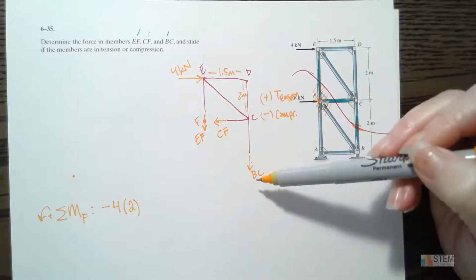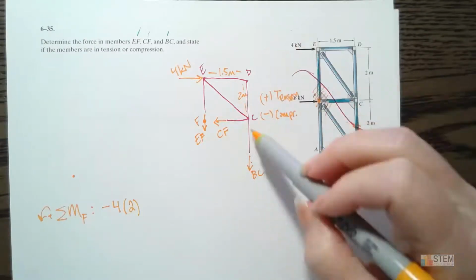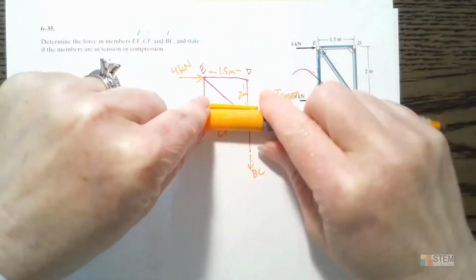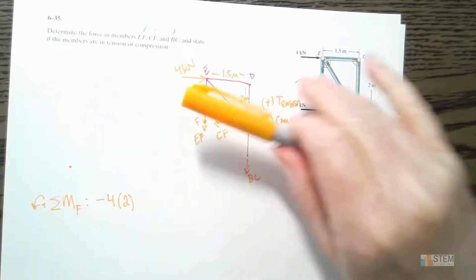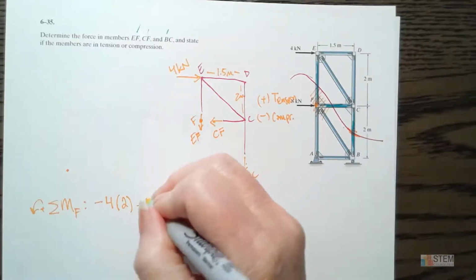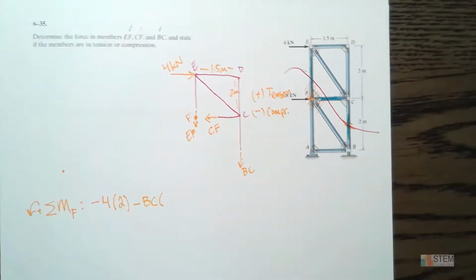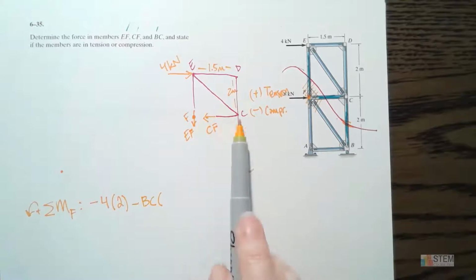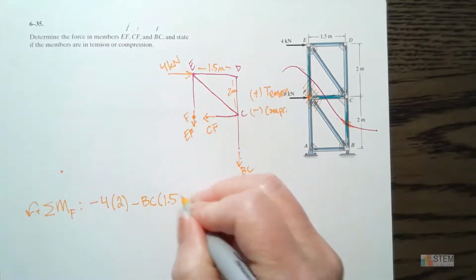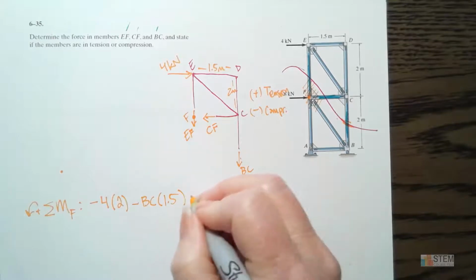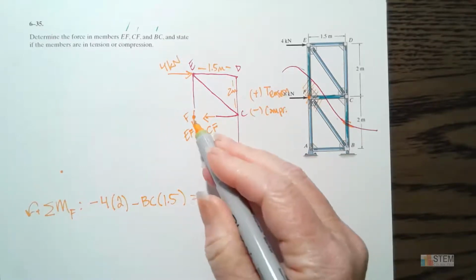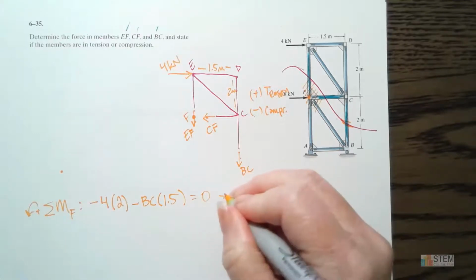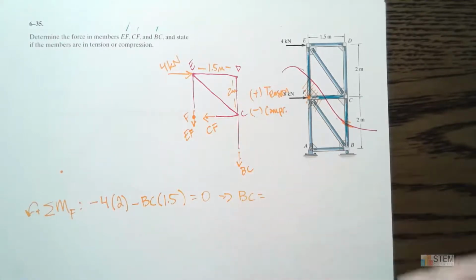Right, so I've got BC, and for this one, if we think about holding this fixed at B and then we're pulling down, it's going to be a clockwise moment. So that's going to be negative also. And then what would that distance be? It's going to be the 1.5, right? Because we need that horizontal distance. And that's all we've got, because CF and EF both go through this point F. So we can set that to 0. And then from that we can solve for BC.